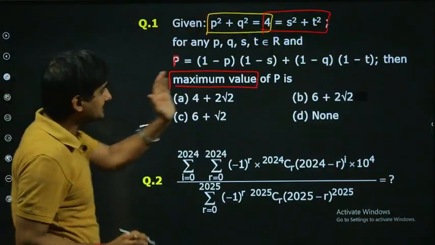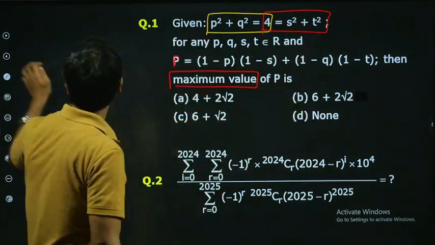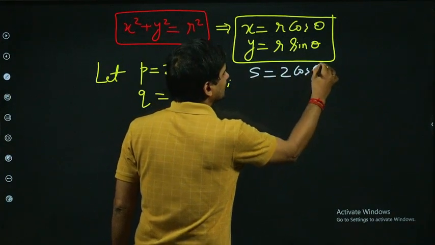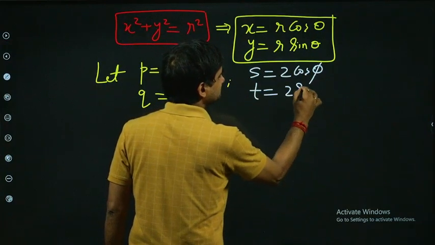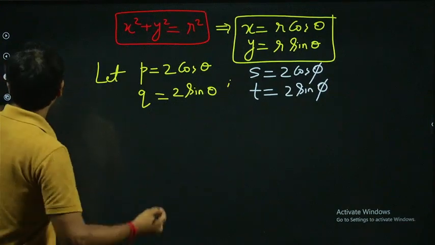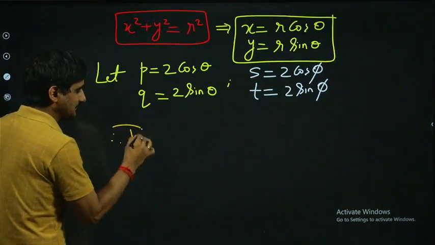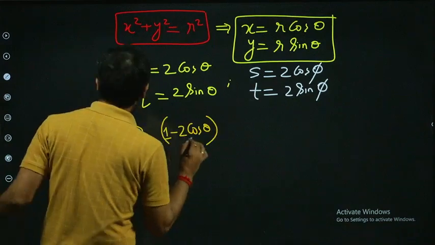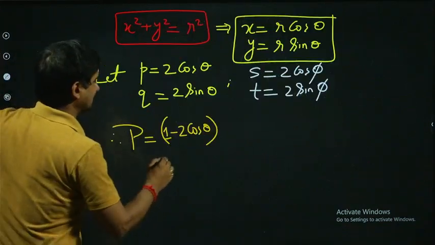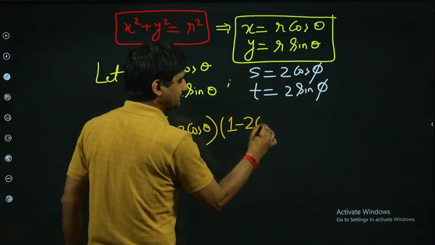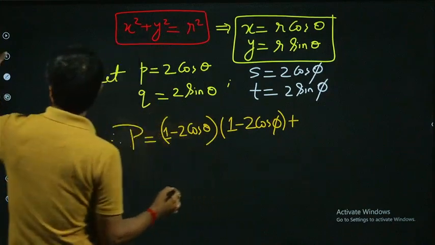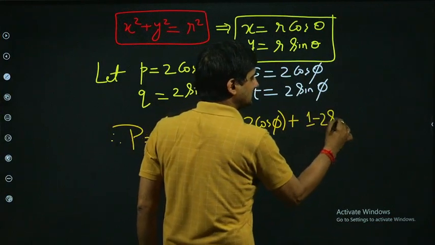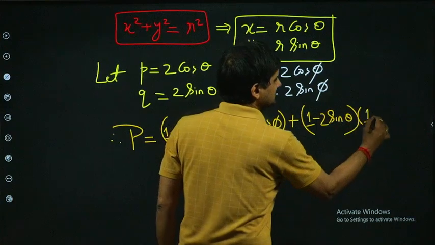Similarly, for the other set, s square plus t square is equal to 4, we can say that let s be 2 cos phi and t be 2 sin phi. Now let's start. Therefore capital P is 1 minus p into 1 minus s, so 1 minus 2 cos theta into 1 minus 2 cos phi, plus 1 minus q into 1 minus t. So it's 1 minus 2 sin theta, which is q, and 1 minus t, which is 2 sin phi.